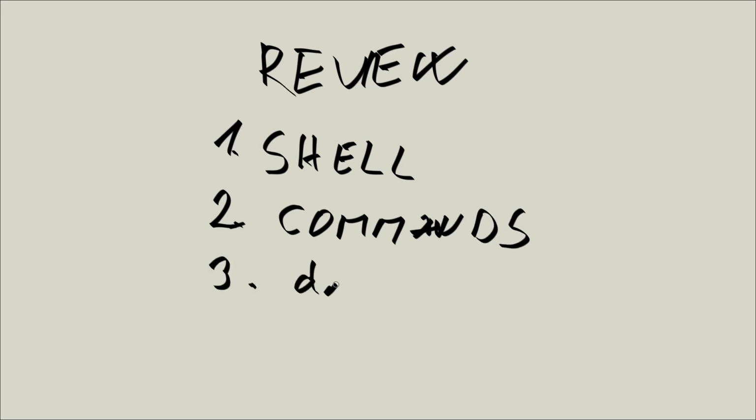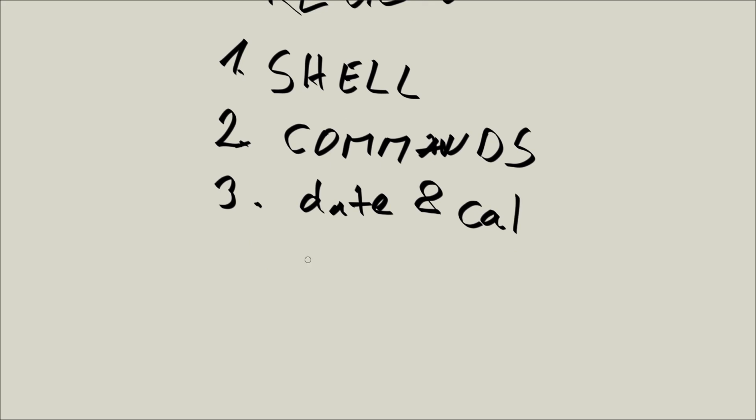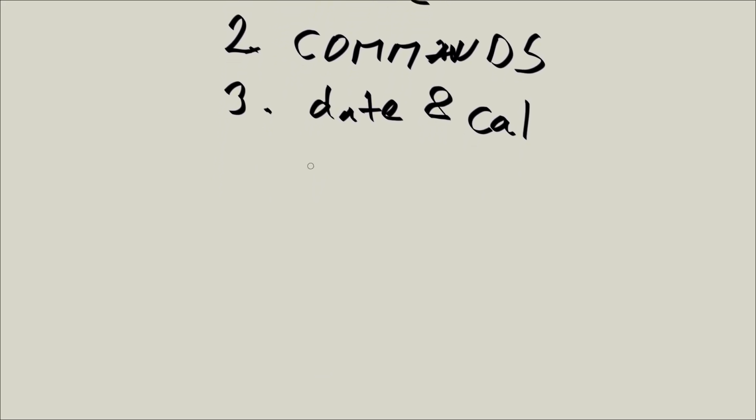Then we talked about date and cal, and not only did we talk about them, but we also executed them in the terminal, and we saw that they give us the time and the current calendar month respectively. Although cal does have other options and date has options, and you can tweak those and look at various things, I did not get into that because I feel it's irrelevant.